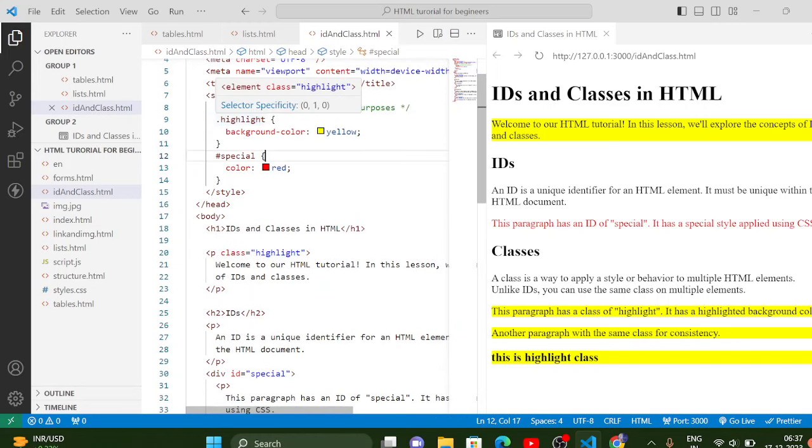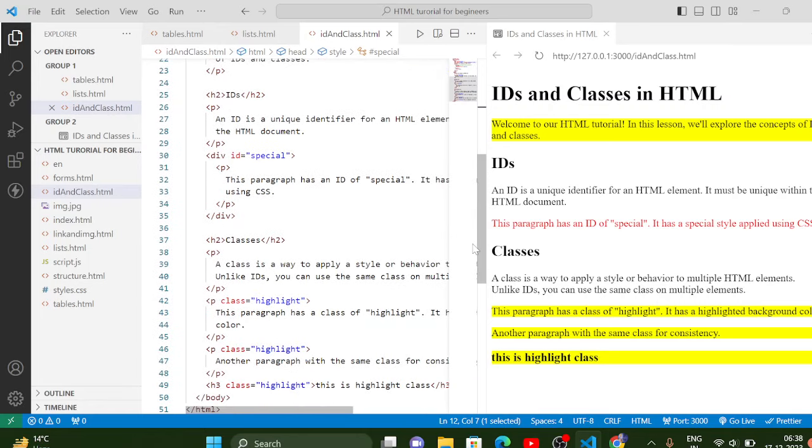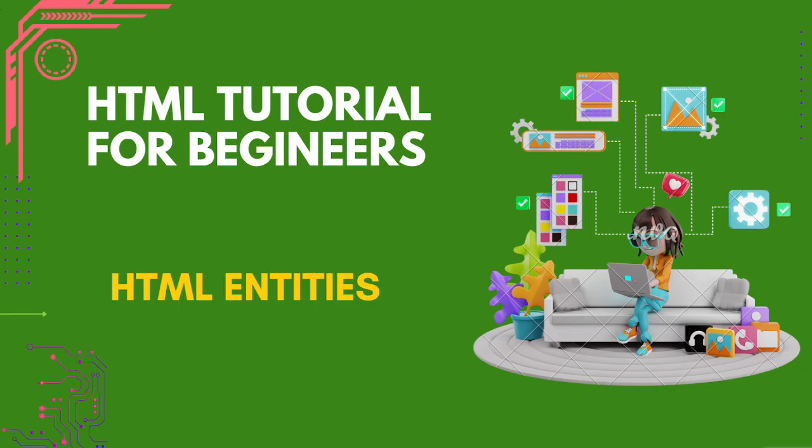We use dot to show class and hashtag to show id. IDs are basically unique identifiers, and classes are the set of properties, you can say, that we can apply to some part of our tag or some content. Okay, so this was all we read in the last video. So today let's start with our HTML entities.